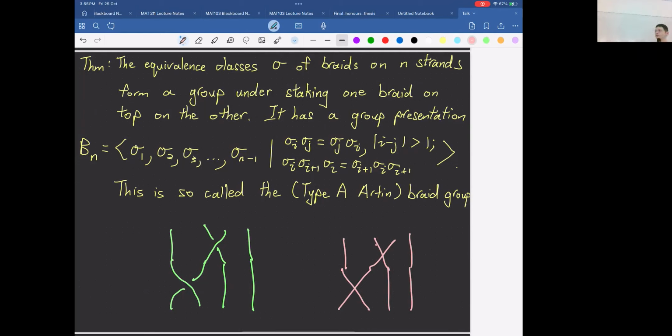If you know more about group presentation here, let's look closer at that relation. Sigma i and sigma j commute when i and j are far apart, and sigma i plus 1, sigma i, sigma i plus 1 is equal to sigma i, sigma i plus 1, sigma i. These two are the braid moves for the generators. So these are the specific generators that we picked for our braid group here.